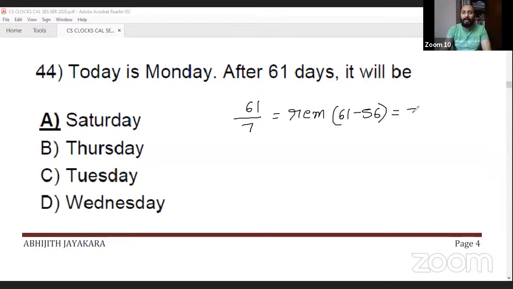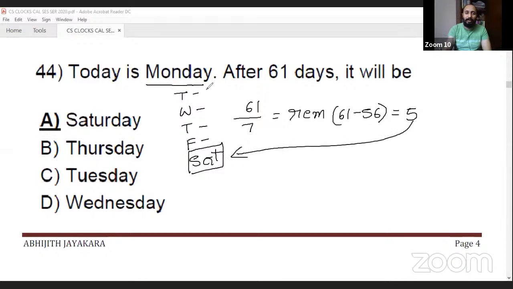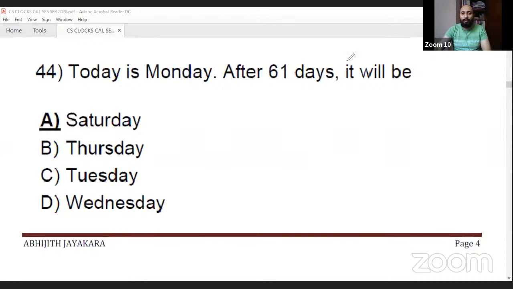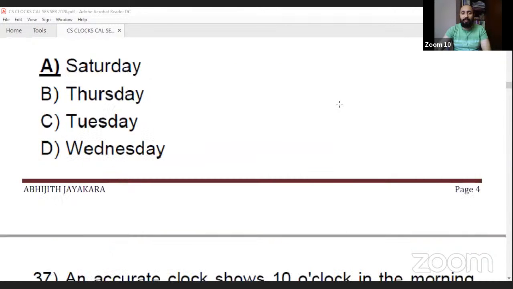It is 5. So after Monday, 61 days have happened. So Monday, Tuesday, Wednesday, Thursday, Friday, and Saturday. So you can count 1, 2, 3, 4, 5. Saturday is the answer. This is the 5th day. Are you getting it? This is given in your model question paper. Hope you remember this. Okay. So these types are important.